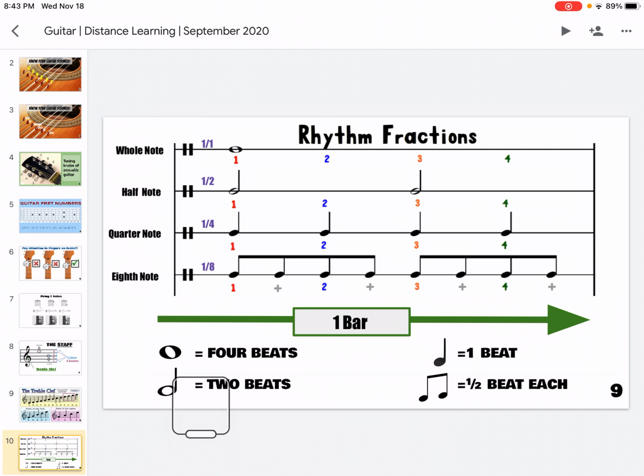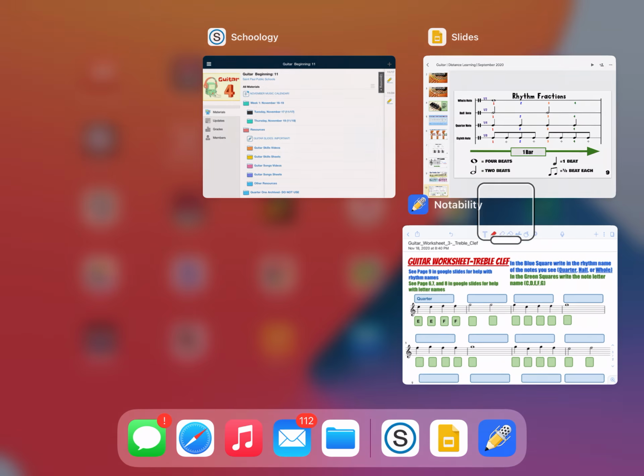Now, it's asking us what type of rhythms we're seeing here. So we're looking for whether or not it's a whole note, which looks like this, or a half note, which looks like this, or a quarter note, which looks like this. So if it's a whole note, there would only be 1 in the measure. If it's a half note, there would be 2. If it's a quarter note, there would be 4. So let's go back to our worksheet and look at that.